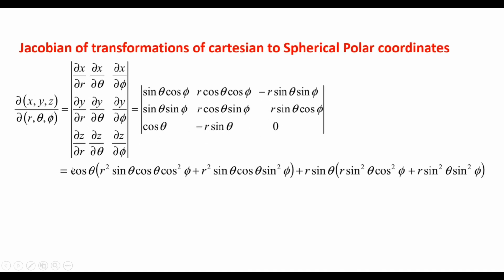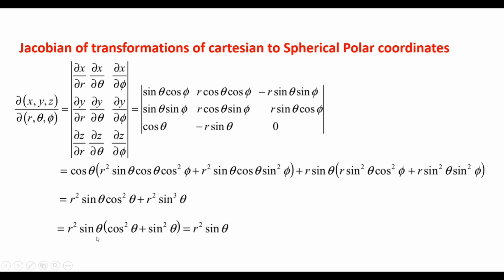the last row expansion. The last row expansion gives us cos theta times this bracket expression plus r sin theta times this bracket expression. The last entry from the third row becomes 0, you need not write it, and simplifying this, you will get r square sin theta cos square theta plus r square sin cube theta. Let us take common r square sin theta, you have cos square theta plus sin square theta. Cos square theta plus sin square theta is unity, and you have r square sin theta as the result of the Jacobian of transformation from Cartesian to spherical polar coordinates.